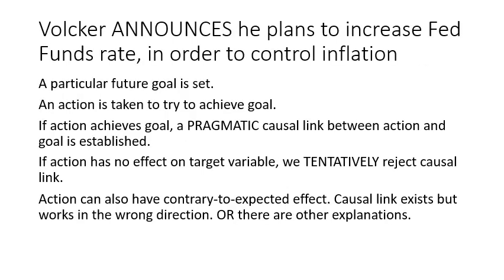Inflation rates were running very high in the USA when Volcker came to the head of the Federal Reserve Bank, and he announced that he planned to increase the interest rate in order to control inflation. So basically, he set a future goal and he described the action that he would take in order to achieve this goal. So if he is successful in achieving the goal by this action, then this demonstrates a causal link between his action and the goal.